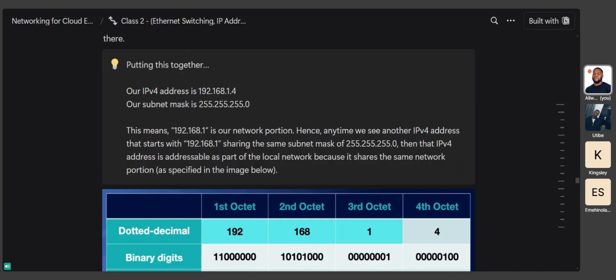So putting this all together, our IPv4 address is this, our subnet mask is this, and this means that 192.168.1 is our network portion. Hence, anytime we see another IPv4 address that starts with 192.168.1 sharing the same subnet mask of 255.255.255.0, then that IPv4 address is addressable as part of the local network because it shares the same network portion, as specified in the image below.